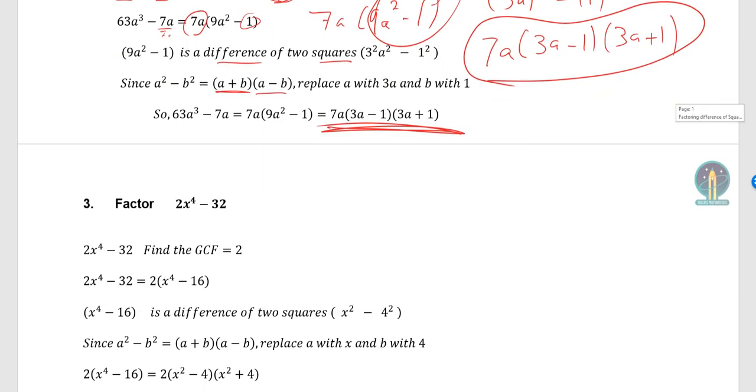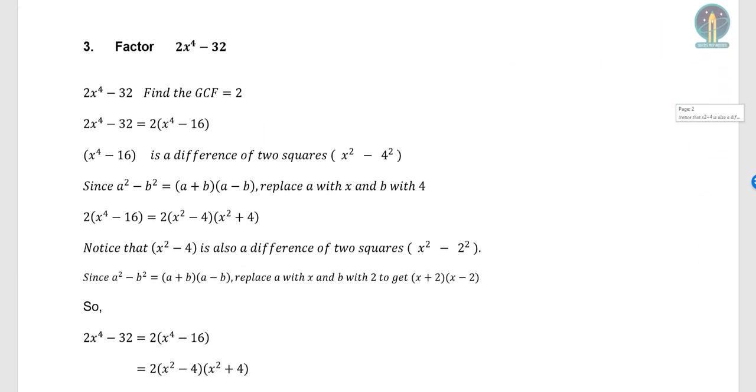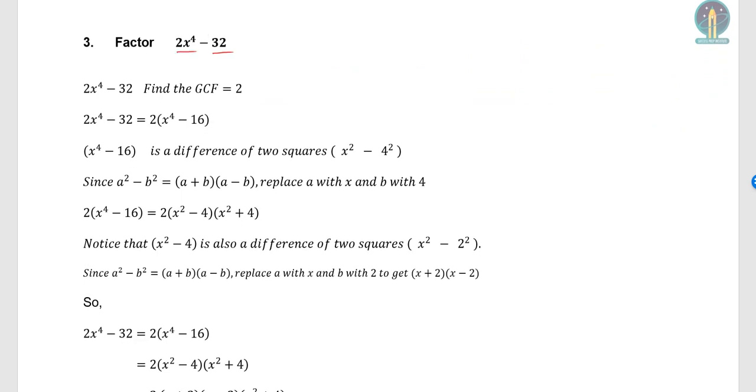Okay, let's look at another example. Factor 2x to the fourth minus 32. So 32 in and of itself is not a square of any whole number. However, when this is the case, try to reduce it further. Again, it's all about trial and error. So try to reduce it. Let's see if we do factor out the greatest common factor. Let's see if it becomes a square of a whole number, or of something that's not irrational.